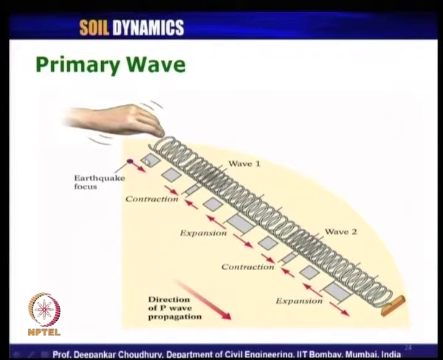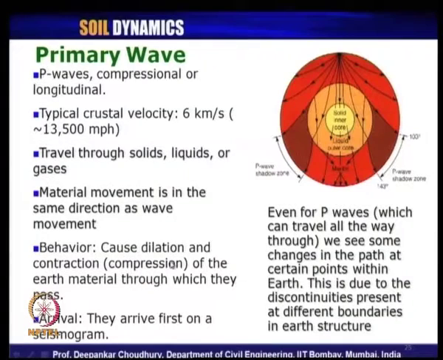So, this is the basic nature of the primary wave. When it travels through a media, we have seen that when the earthquake focus is there, the wave is traveling in this direction, this is the direction of P wave propagation. The sequential contraction and expansion of the media is going to take place. So, that is why it is called a compressional wave also, primary wave or P wave.